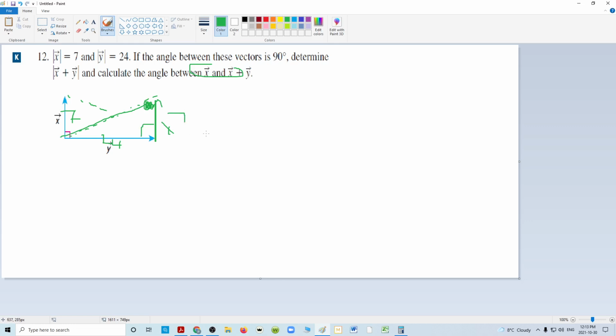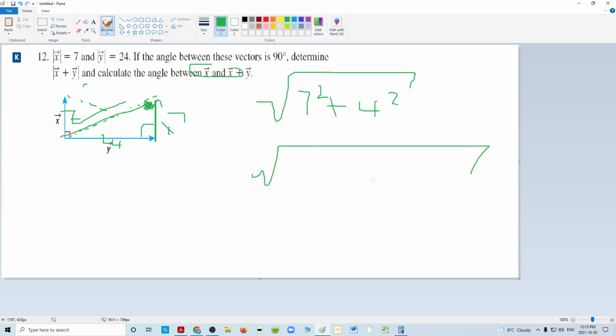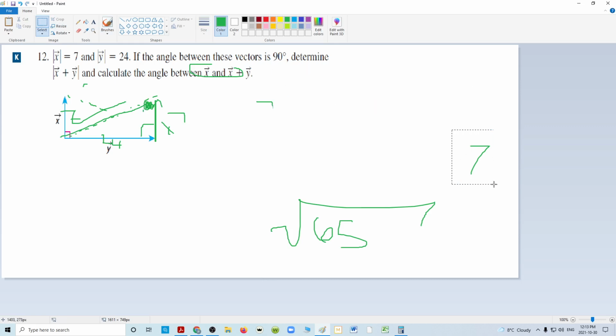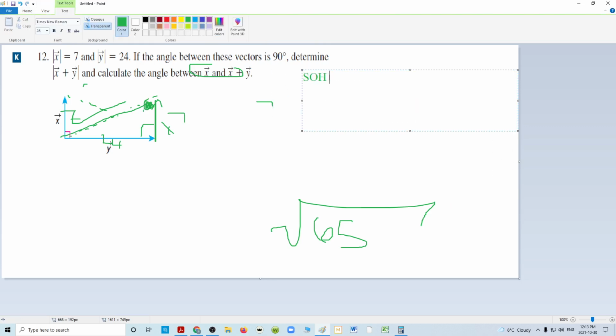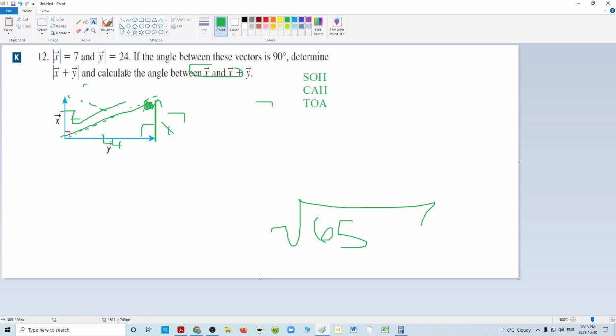Well, using Pythagoras theorem, I know that this side length, which is what they want, determine x plus y, is the same as the square root of 7 squared plus 4 squared, which is the same as the square root of 49 plus 16, which is the same as the square root of 65. And we're just going to leave that as an accurate distance. We're not going to square root that yet. But I also know the angle here, following SOHCAHTOA, if I wanted to make my life easier, I can use the TOA part, because the angle here is the same as the opposite line over the adjacent line.